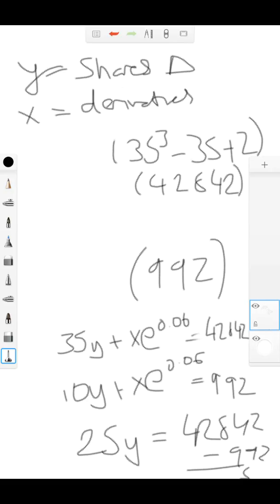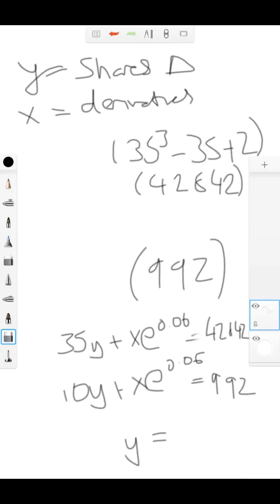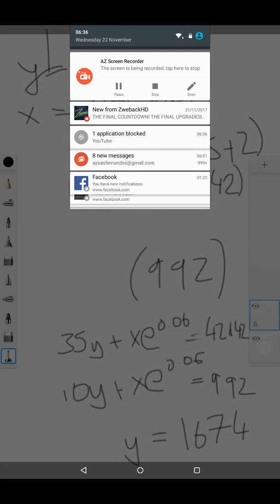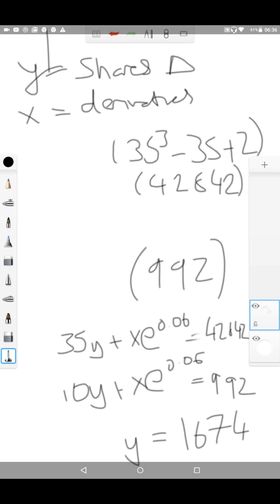So 42,842 take away 992 divided by 25 will give you what y is. Since I'm dividing by 25, I skipped a few steps, but let's just write it down. So this calculation gives us that y is equal to $1,674, and this is what y is.